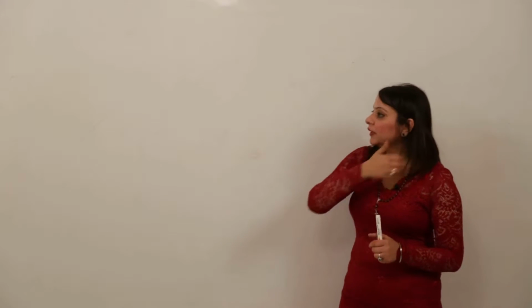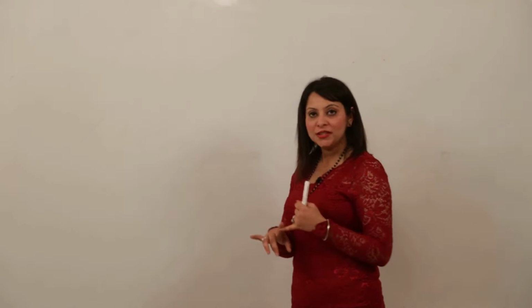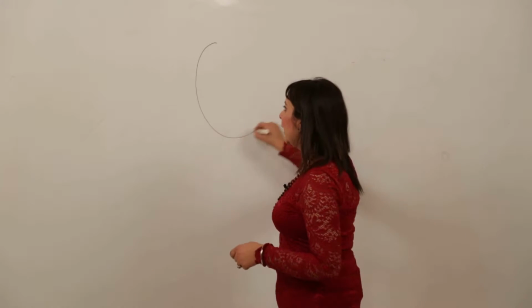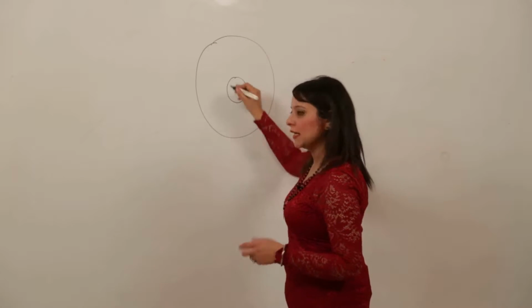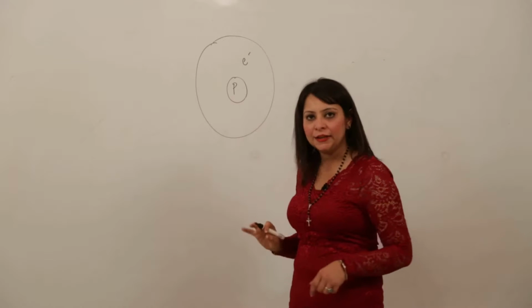Now we are taking up the third discovery, that is the discovery of the neutron. So after the electron was discovered and similarly the proton was discovered, it was found that the atom consists of a nucleus, as we all know, and in the nucleus there is a proton and outside there is an electron, right.